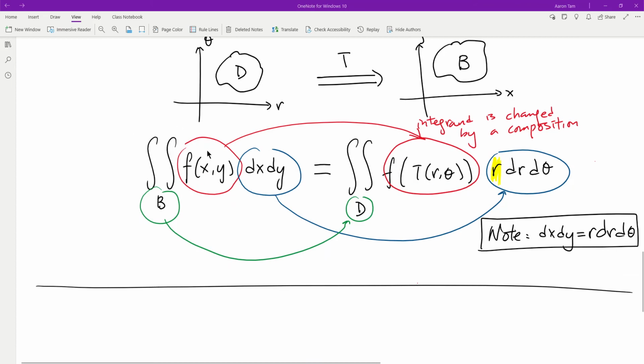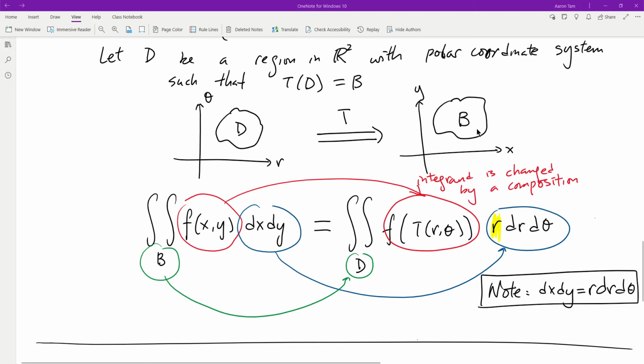We're basically changing the function f of x y into f of T of r theta. Forming this composition will allow us to actually use r theta as the new variables. We also have to change our region B, which is in the xy coordinates, into a corresponding region D in r theta coordinates. And of course, the last thing we have to do is change the dx dy into dr d theta. I mentioned to you that you have to put in this r to correctly scale dr d theta as dx dy.